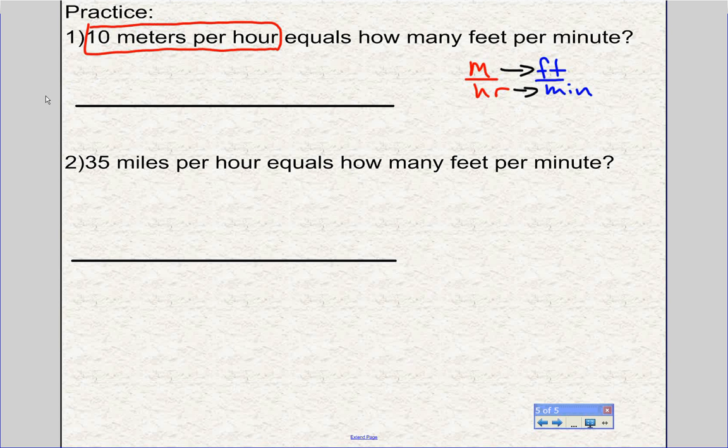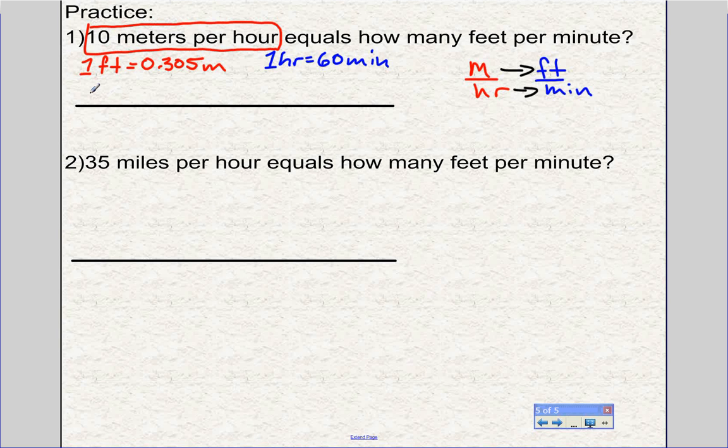So my conversion between meters and feet is 1 foot equals 0.305 meters. There's actually another conversion on your conversion sheet that says 1 meter is 3.28 feet. You can use either conversion. Either one will give you the right answer. My hours to minutes. So again, 1 hour equals 60 minutes. So now I'm ready to start.